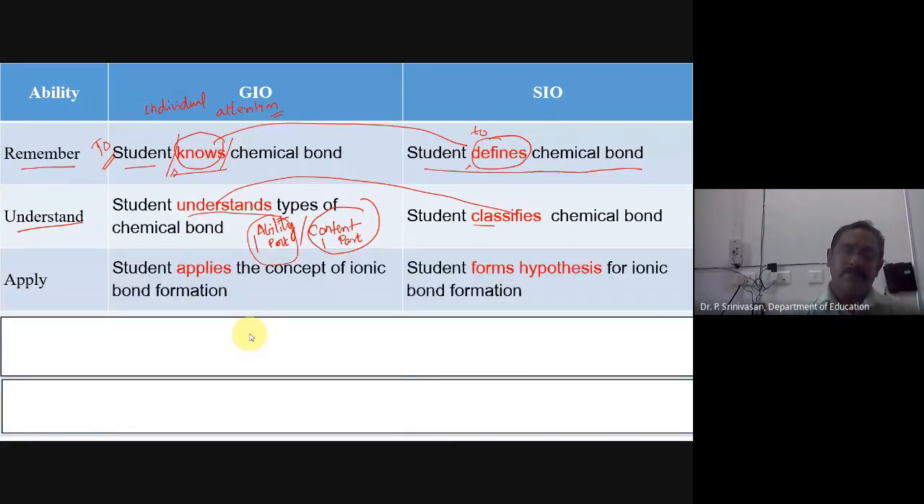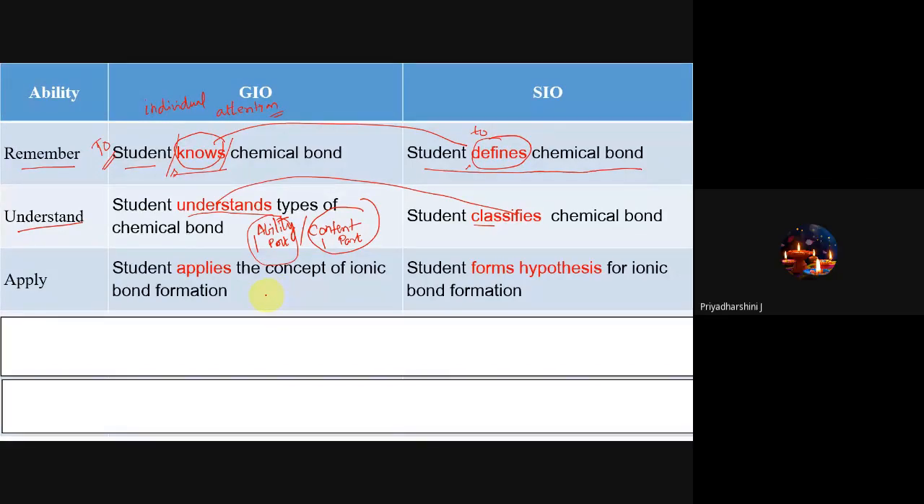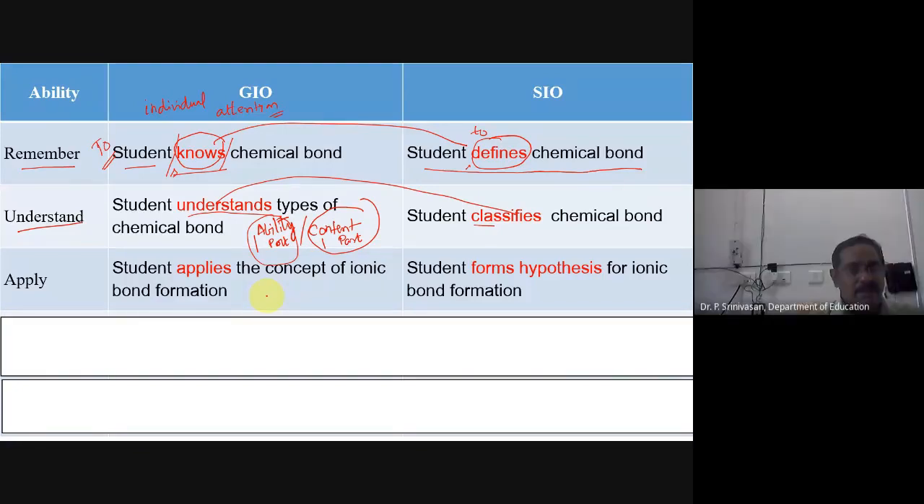So now I am moving to the third one. Student applies the concept of ionic bond. Student forms hypothesis for ionic bond formation. Priyadarshini, what are the words which got changed? Applies and forms hypothesis. Very good. It is in red in color.